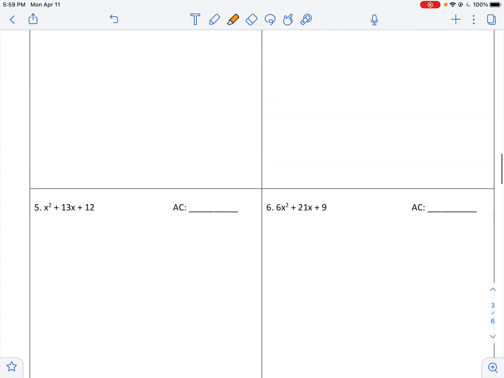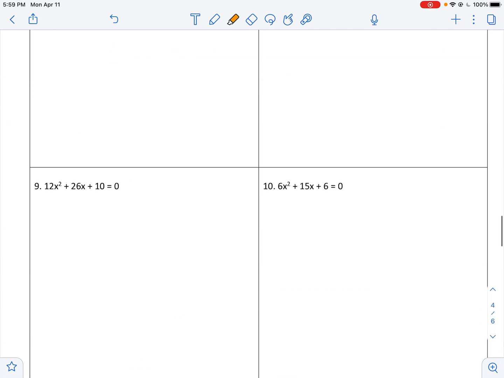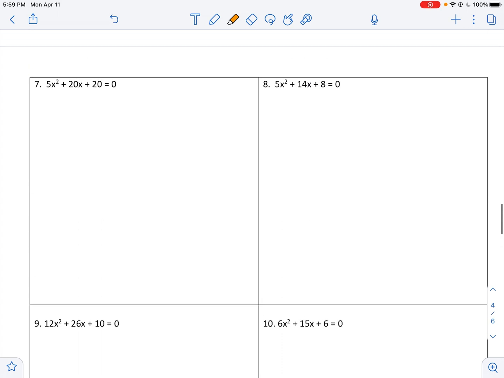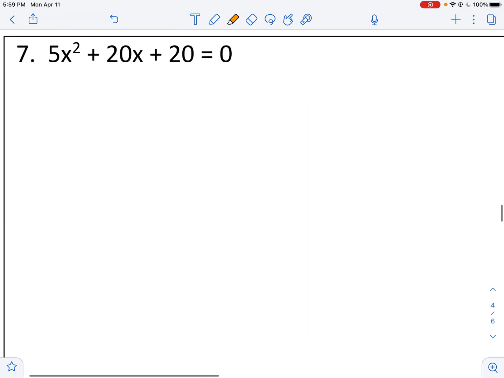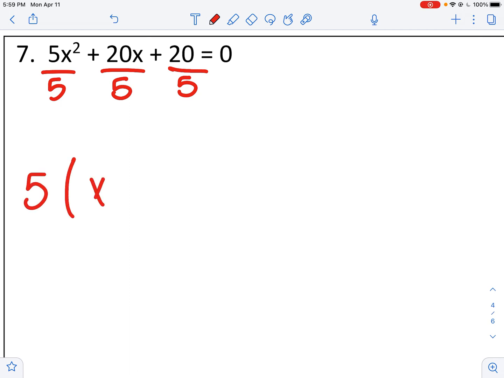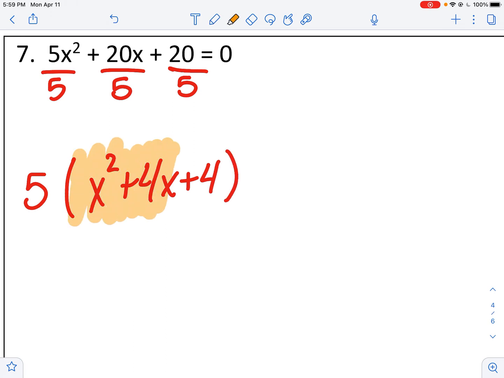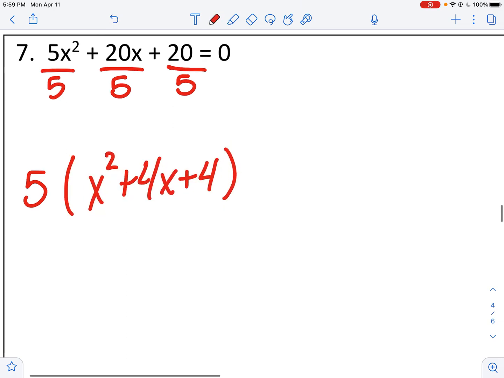Sometimes I would get a problem like this one, like number 7, where I've got 5 and 20 and 20. I can divide out a 5 from all 3 parts, and I would get x squared plus 4x plus 4. And now this is something that we know how to factor, right? And if you're not sure how to factor that, you can watch some of my other videos on how to factor a trinomial where a equals 1.